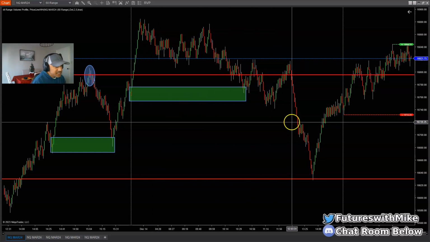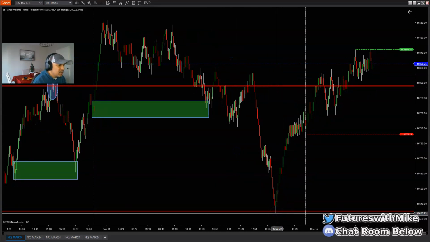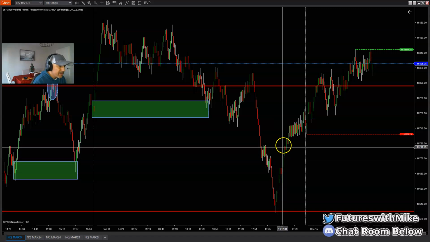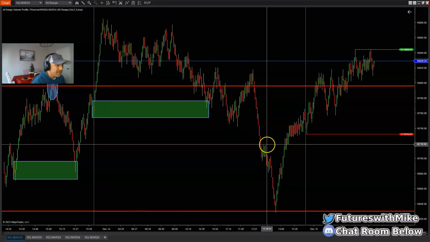So this was yesterday's session here, making lower lows and lower highs. But yesterday, towards the close, about 2 o'clock in the afternoon, we started making higher highs and higher lows back to the upside. Now, this is the structure of the market within that session.